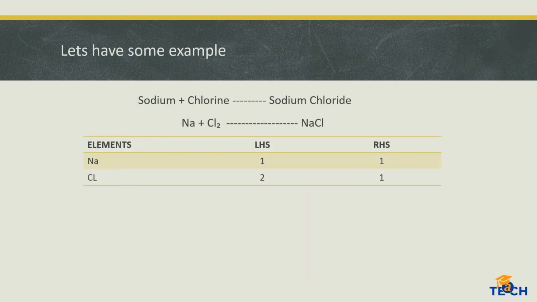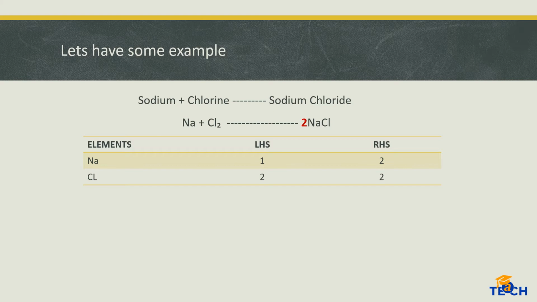Here we have sodium plus chlorine, which gives sodium chloride. Let's check if this equation is balanced. Analyze the table carefully. So is this equation balanced? No, as you can see here, the chlorine atoms are not balanced. The trick to balancing is to start with the element that's not balanced. Here you can see chlorine is not balanced, so to balance it we need to multiply it by 2. So put 2 here on the right side, which is the product.